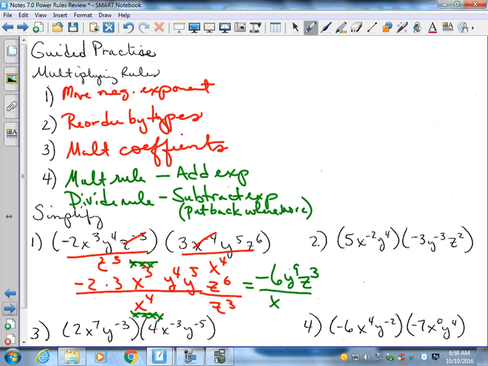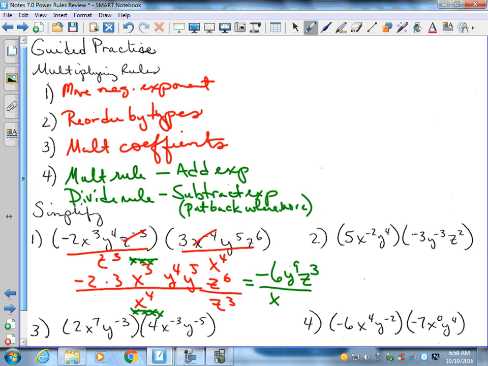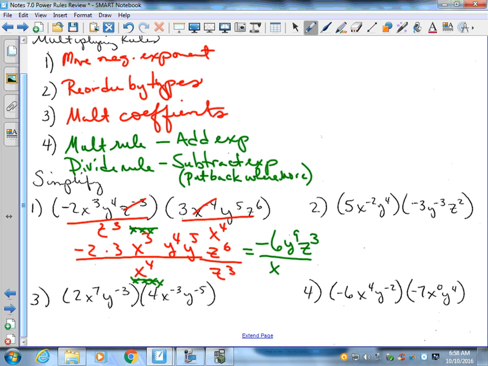All right. So now let's look at question number 2. So over here, I need to move these x's down because they're negative, and I need to move this y to the 3rd down because it's negative. But I am not moving negative 3, the number, down because that's a coefficient. You only move negative power problems down, so they'll drop that negative power.